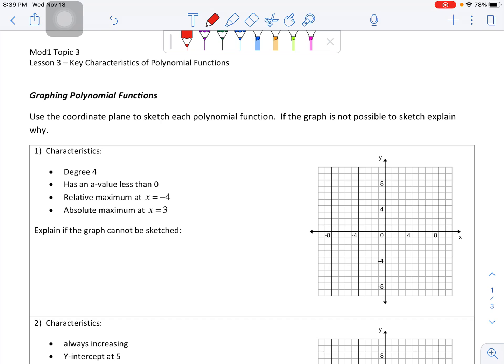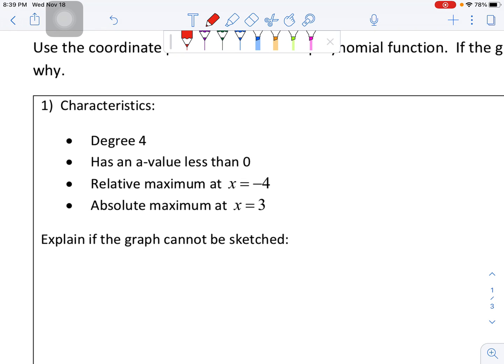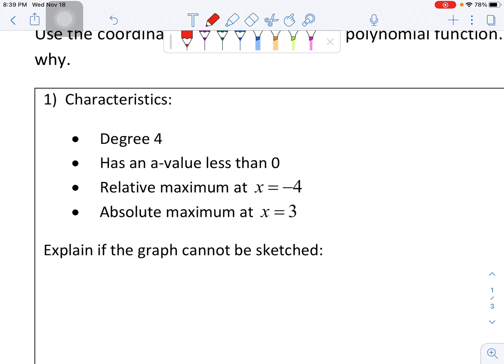So characteristics given. We have a degree 4 function, okay? It has an a value less than 0. So normally a degree 4 function would look something like our U-shaped graph. All right, that's an even degree function. However, when it says the a value is less than 0, that means it's negative. And if it's negative, that means our little U shape is going to become facing down.